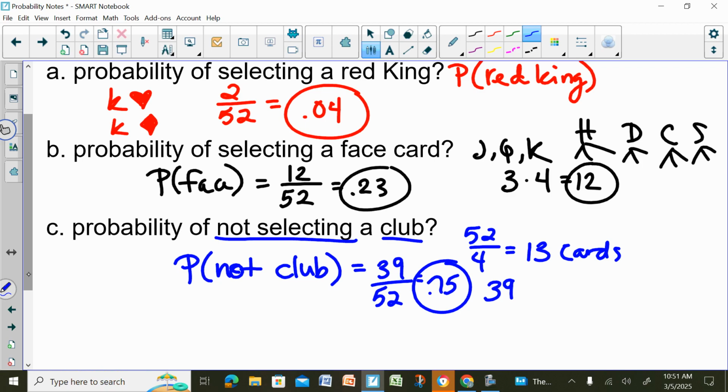It's 3/4, right? You could also say club is 1 suit out of the 4. So then not club would be 3 out of the 4. That's another way of doing that rather than counting the actual cards. You could divide by the suits or calculate by the suits. We get 0.75 either way.